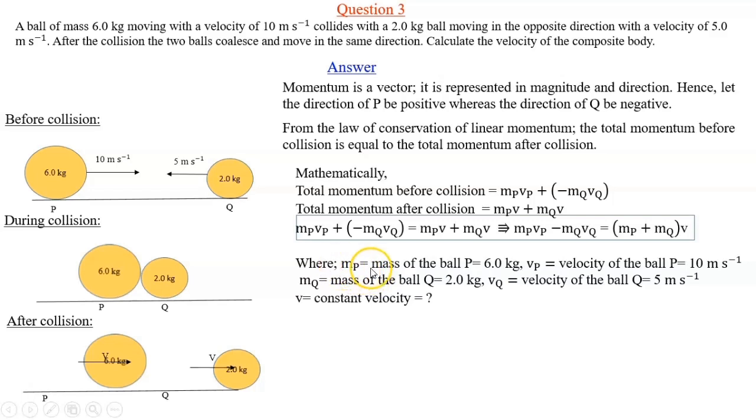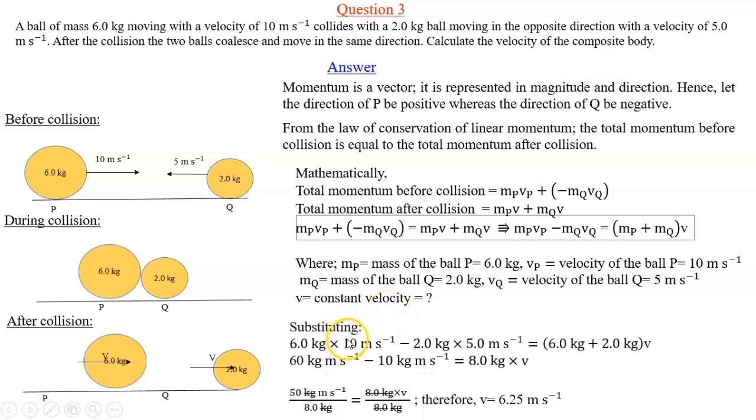Where mp, the mass of ball P, is given to be 6 kilograms. Vp, the velocity of ball P, is given to be 10 meters per second. Mq, the mass of ball Q, is given to be 2 kilograms. Then vq, the velocity of ball Q, is given to be 5 meters per second. Where V is a constant velocity, the common velocity you're asked to find. That is the velocity of the composite body that we are asked to find.